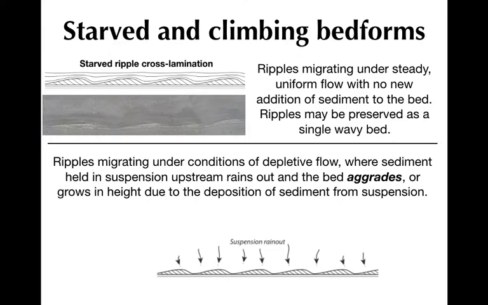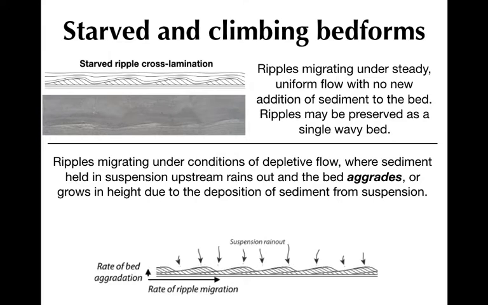Okay, we'll contrast that with what might happen when ripples migrate under conditions of depletive flow, in other words, where flow is spreading out. In that case, sediment that could be held in suspension upstream will rain out when the flow spreads out. When sediment rains out from suspension, that adds sediment to the bed, and the bed aggrades, or grows in height, due to that deposition. So you get a contest between the rate at which the bedforms migrate downstream and the rate at which the bed grows in height. So let's watch what that looks like.